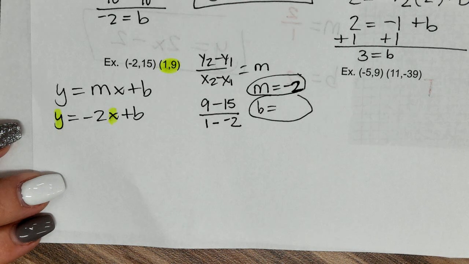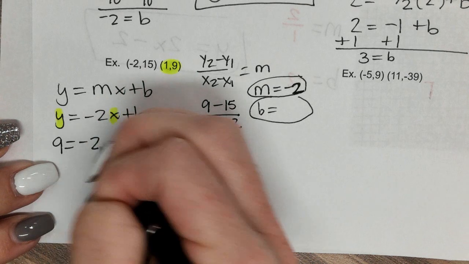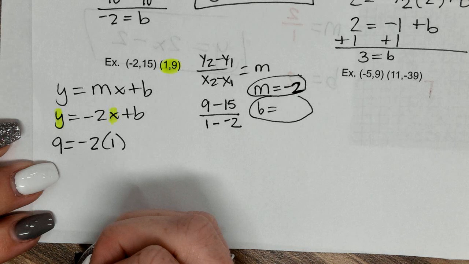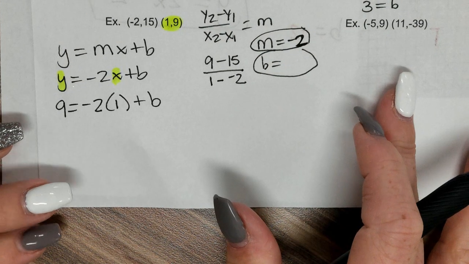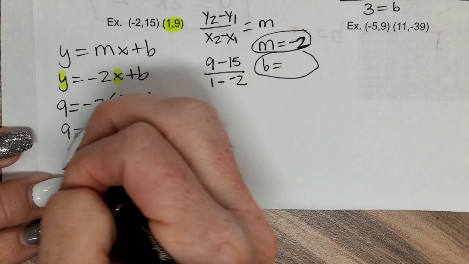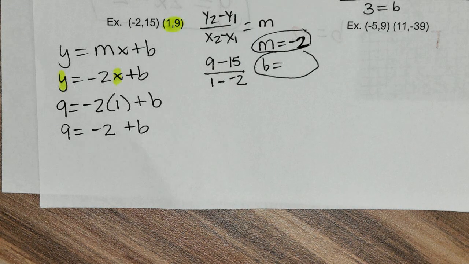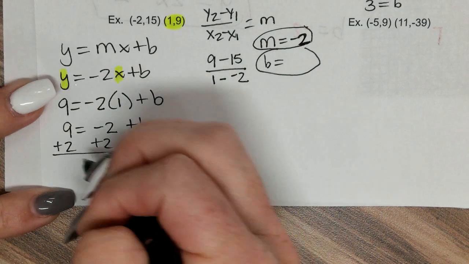So I'm going to write 9 equals negative 2 times x, what's x? 1 plus b. So I have 9 equals negative 2 plus b. How am I going to get rid of negative 2? Plus 2. So what is b?